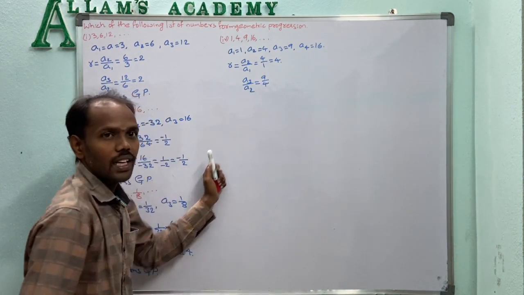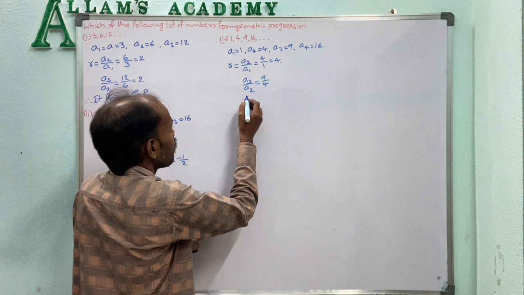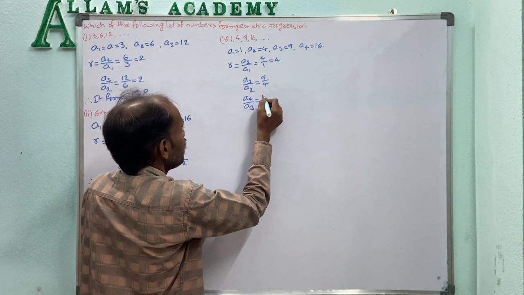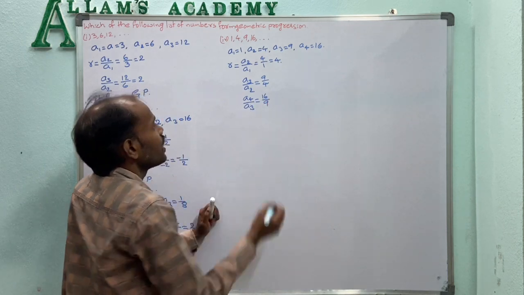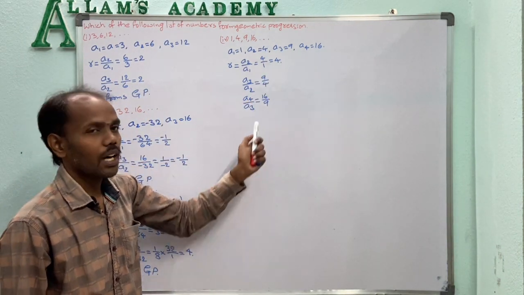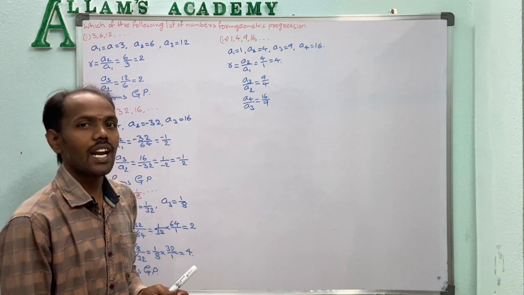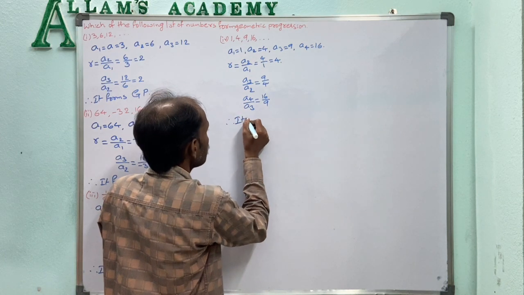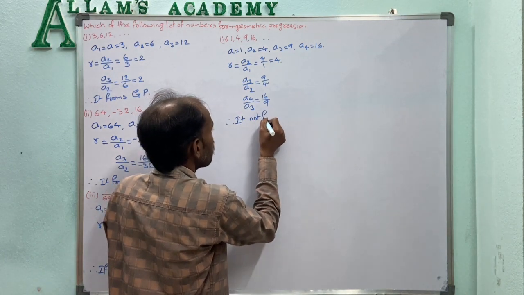It is in fractional form. Now the fourth term by third term, a4 by a3, that is 16 by 9. It is also in fractional form. Here we observe that the ratio is not the same for all terms. Therefore, it also does not form a geometric progression.